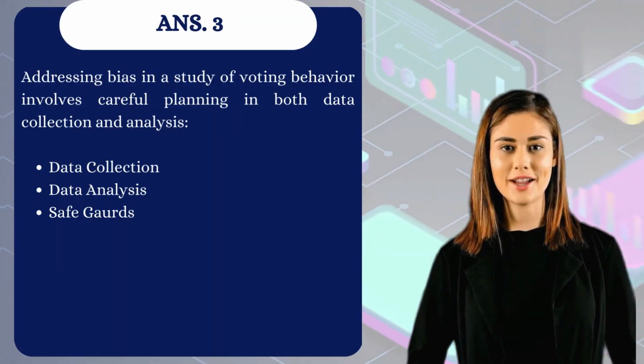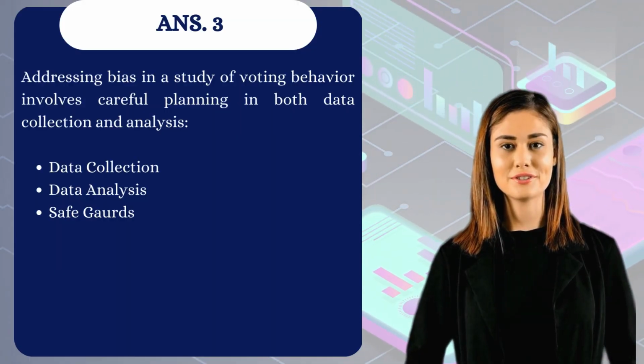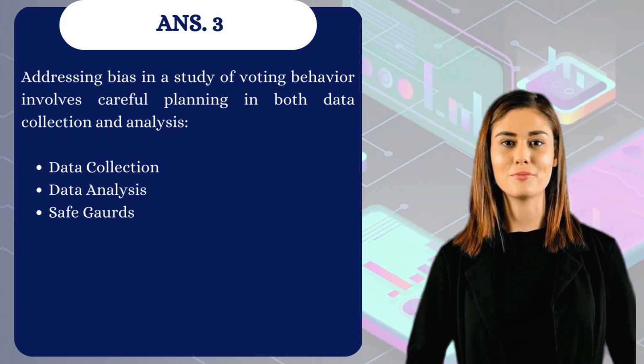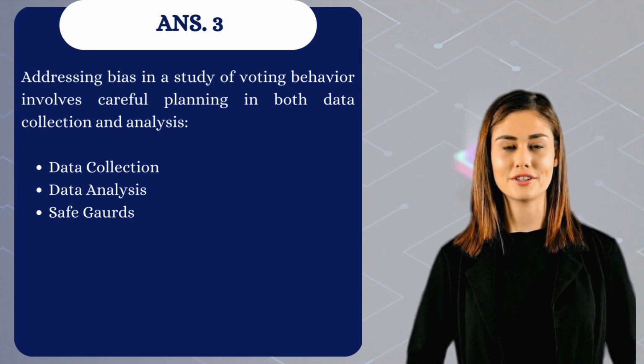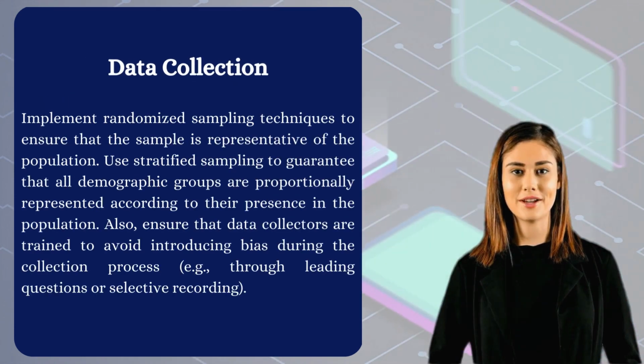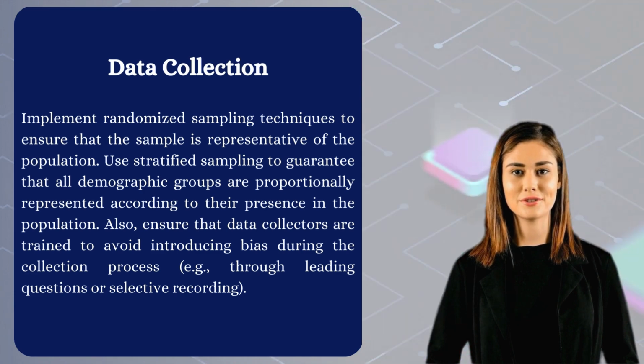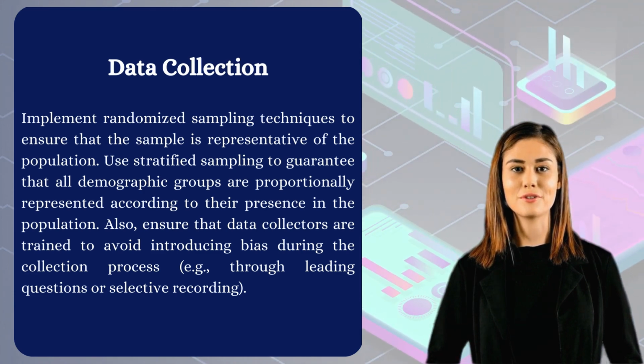Addressing bias in a study of voting behavior involves careful planning in both data collection and analysis. Data collection, data analysis, safeguards. Data collection. Implement randomized sampling techniques to ensure that the sample is representative of the population.